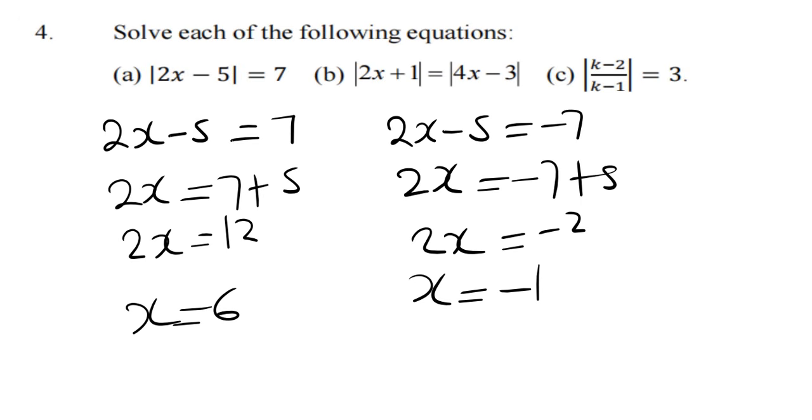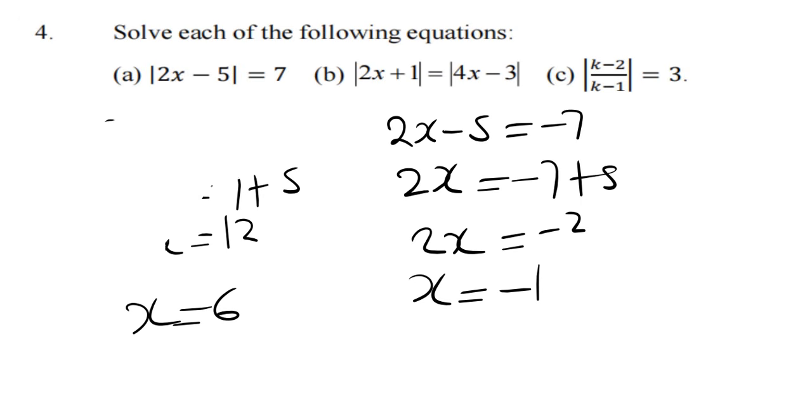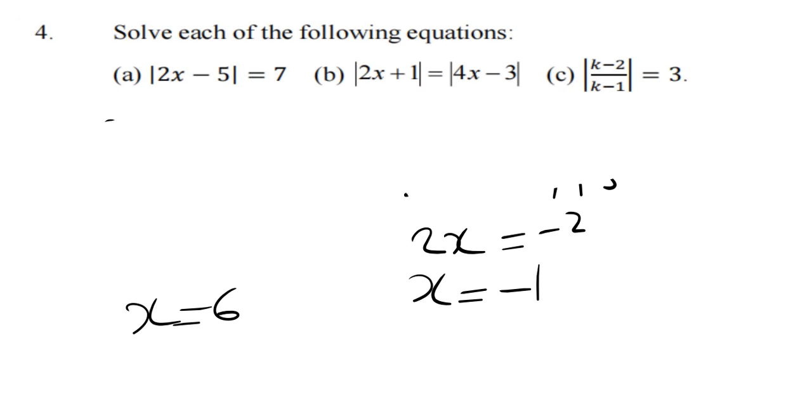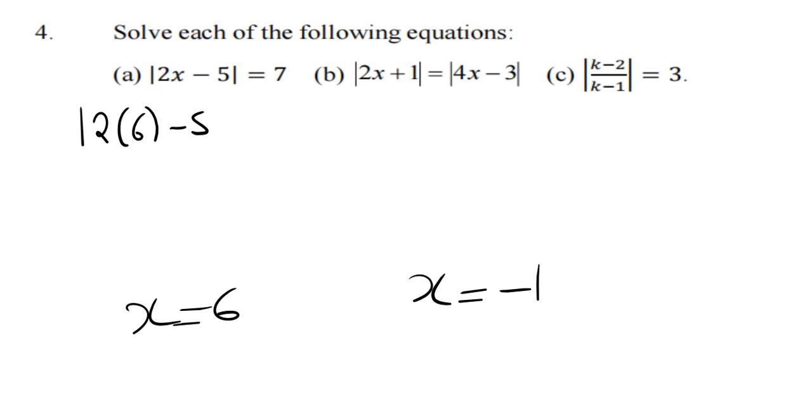Then you test your answers to see if they are correct. So you try. If I've got x equals 6, I start with 2 times 6 minus 5. Is it really equal to 7? So 2 multiplied by 6 is 12, minus 5 is equal to 7. So 7 is equal to 7. So 6 is a valid solution.